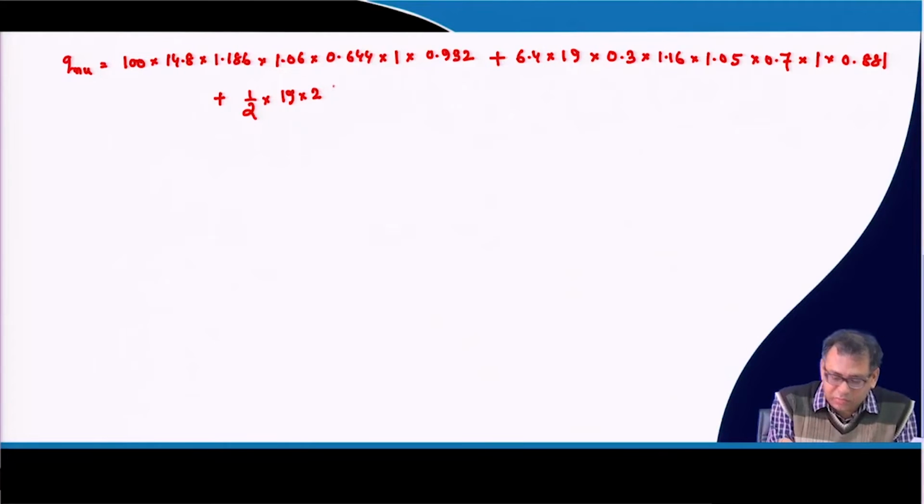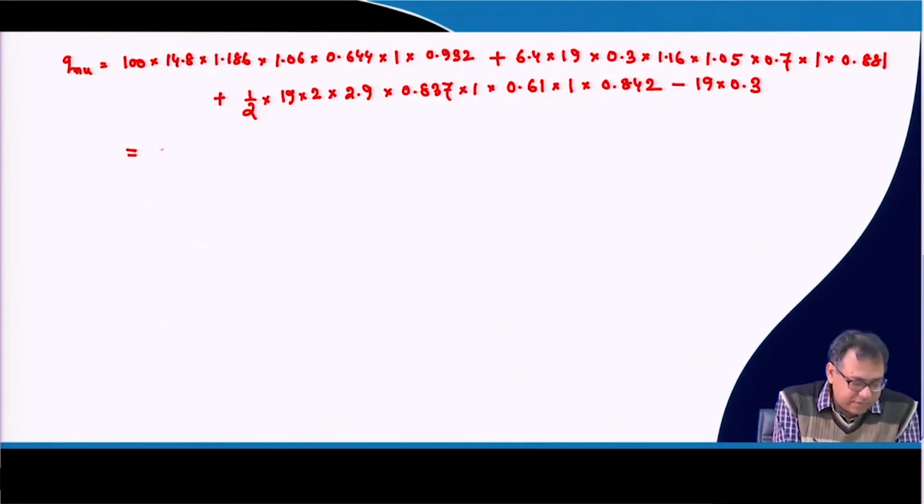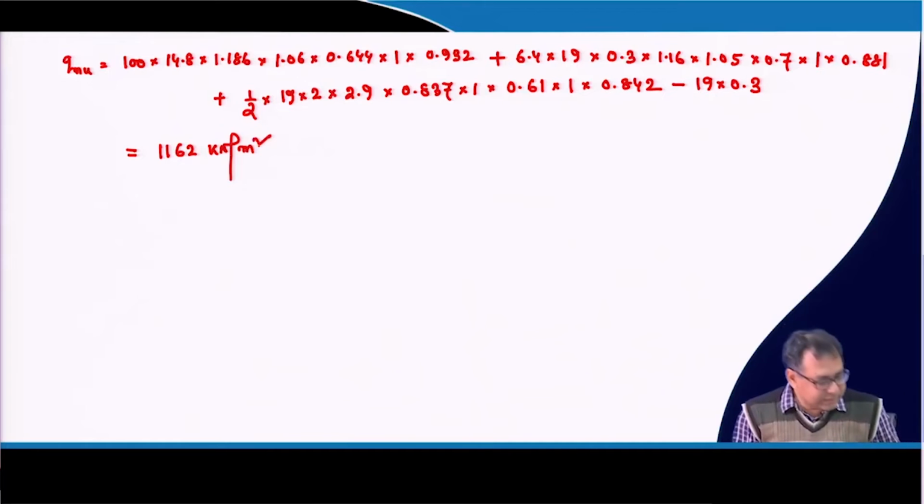So, width is equal to 2 meter, then bearing capacity factor N gamma is 2.9, then all the factors 0.837, then 1, then 0.61, then 1 into 0.842, and then the gamma Df, gamma is 19.3 because we are calculating net. So, finally, this value is 1162 kilonewton per meter square. So, this is as per Hansen.